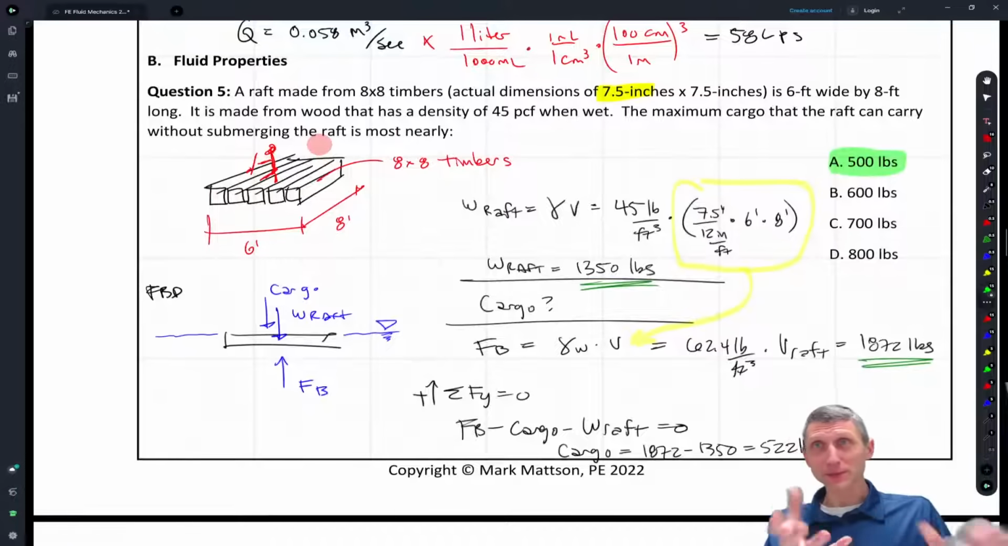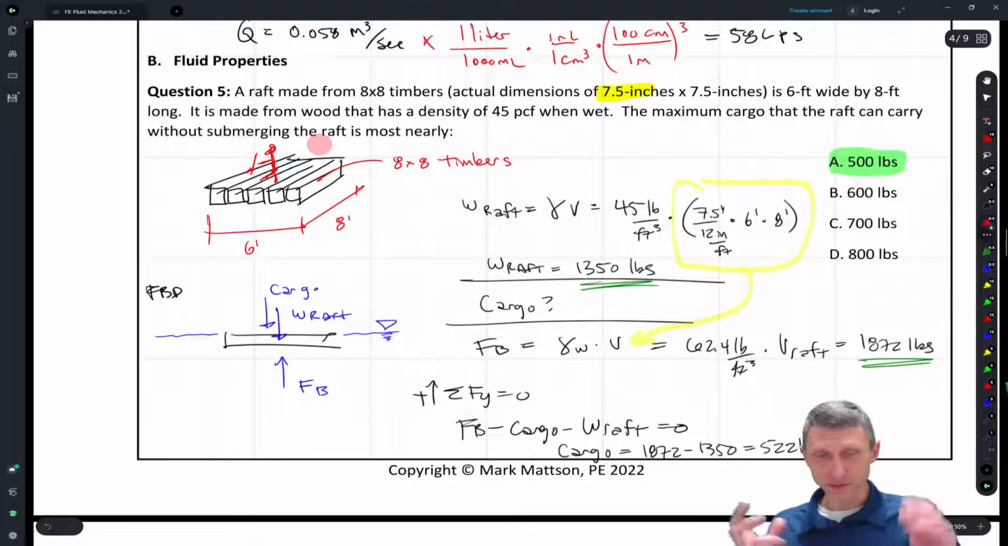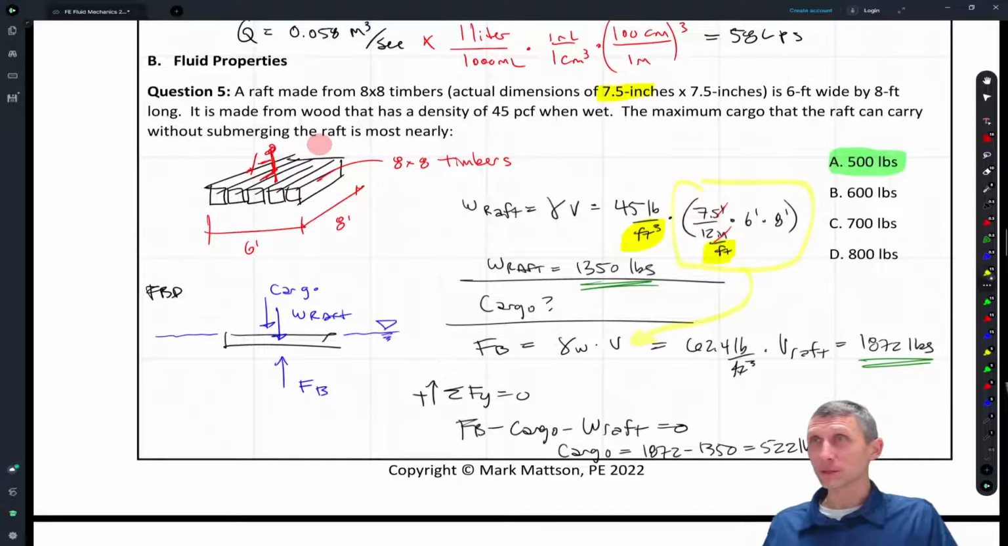Sorry, come back there. There's a little bit of a lag between me talking and it showing up because YouTube buffers it, so sometimes I don't see your comments right away. But the 7.5 over 12, that just gets me units of feet here because my units for the gamma are in cubic feet. So that should work pretty well.